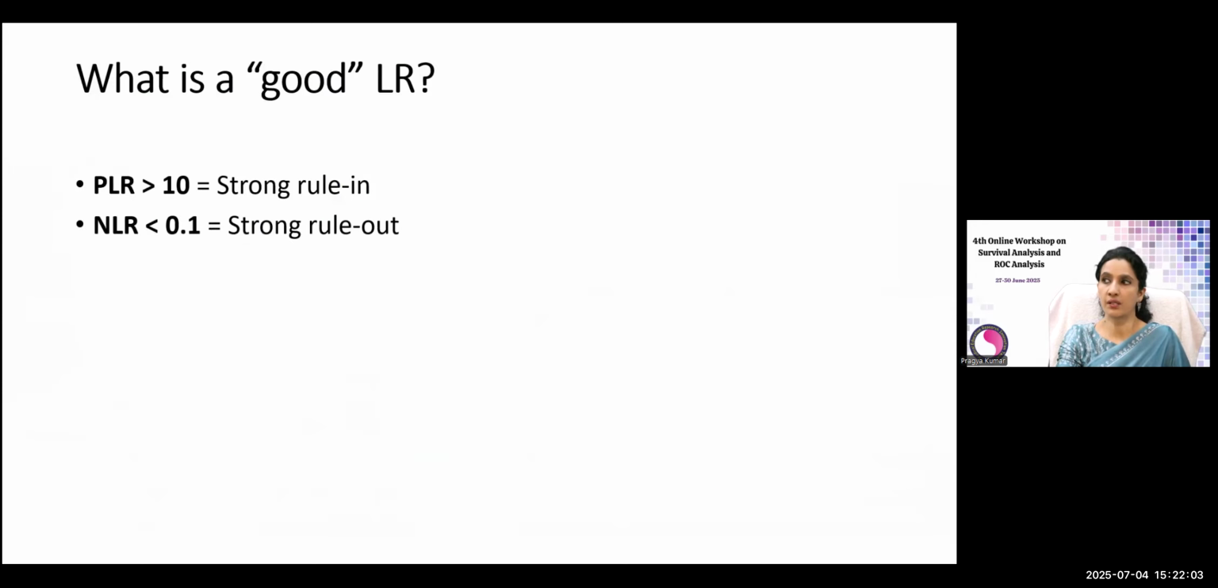So what is a good likelihood ratio test? You should remember this: if the value of the positive likelihood ratio is more than 10, then we can say that it is a strong rule in. That means it's good, you can say that the person is having the disease. And if the value of the negative likelihood ratio is less than 0.1, then we can say it's a strong rule out. It means the person is not having the disease.